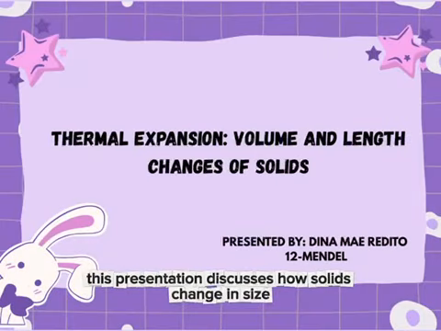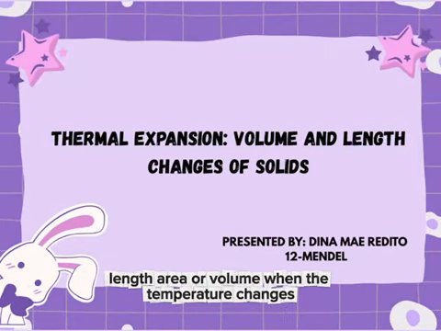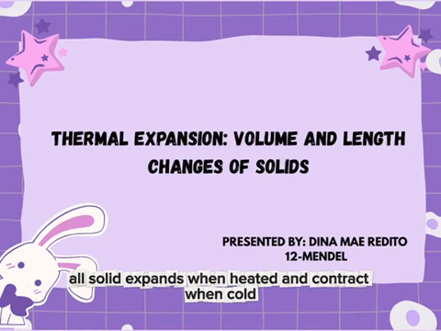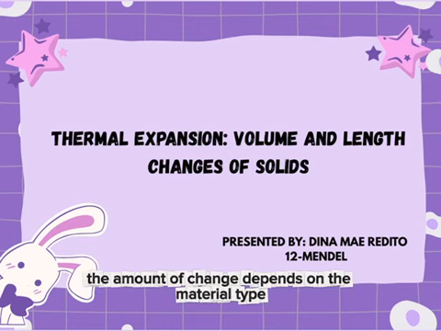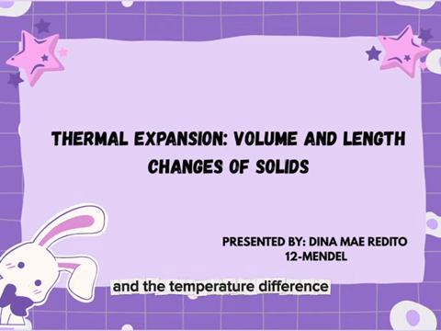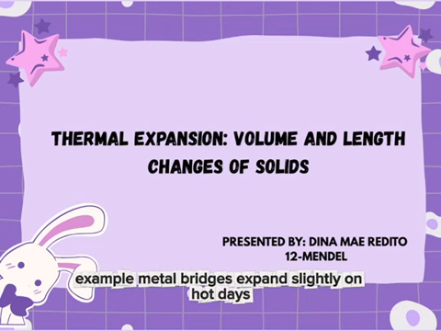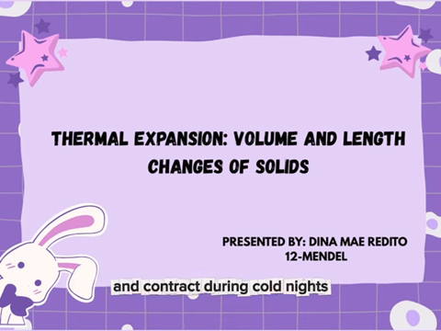This presentation discusses how solids change in size, length, area, or volume. When the temperature changes, all solids expand when heated and contract when cooled. The amount of change depends on the material type and the temperature difference. Example: metal bridges expand slightly on hot days and contract during cold nights.